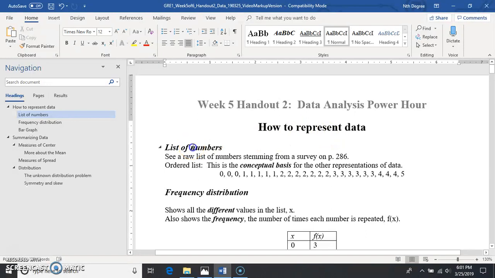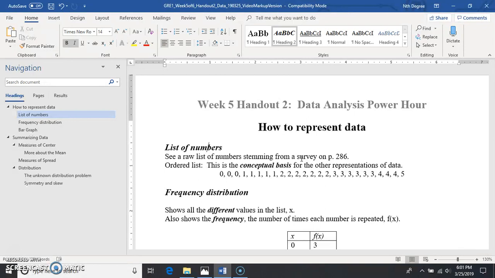Okay, so list of numbers. That's essentially the definition of what data is, lists of numbers. And they're usually taken from surveys or measurements. So if you go to page 286 in your book, you'll see a story that talks about a survey giving you a raw list of numbers. Go to page 286.